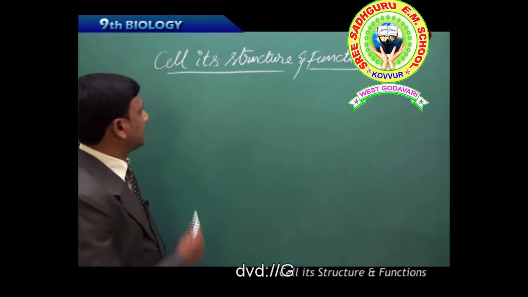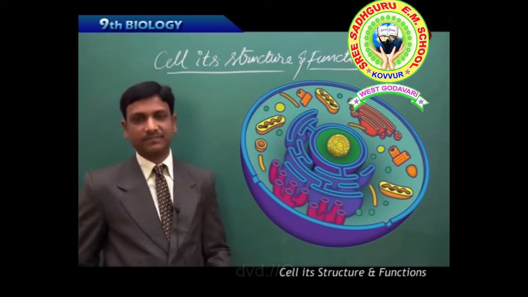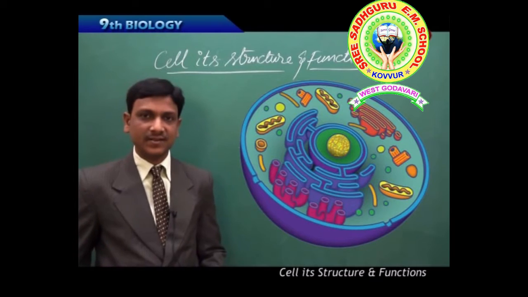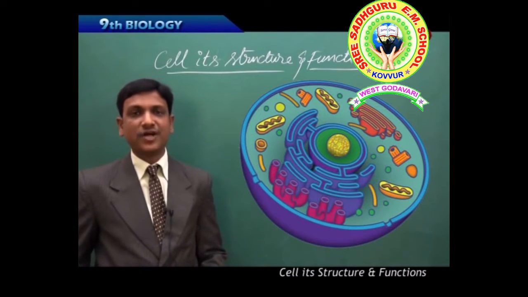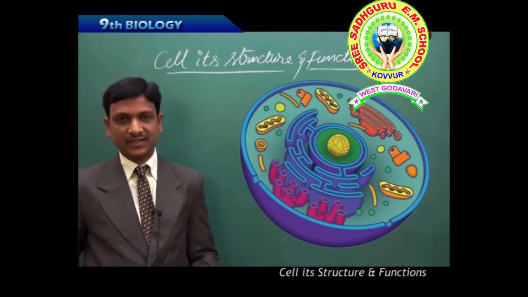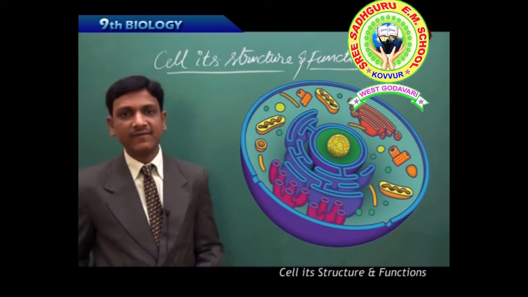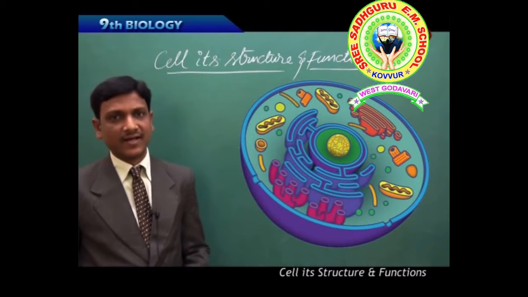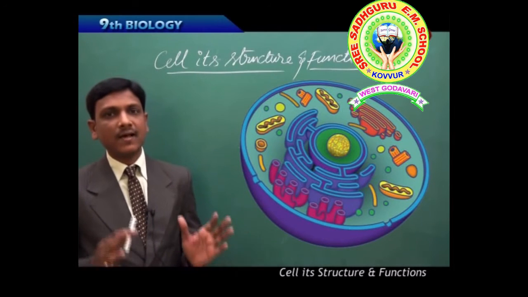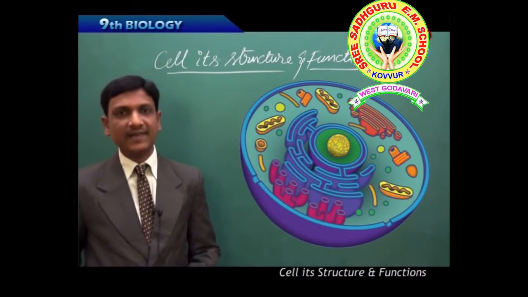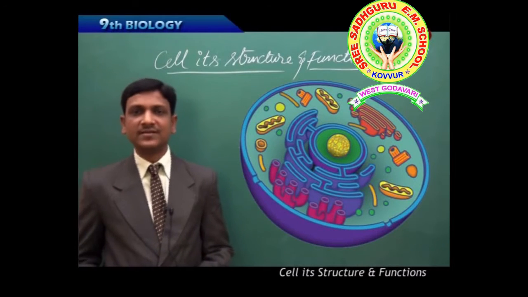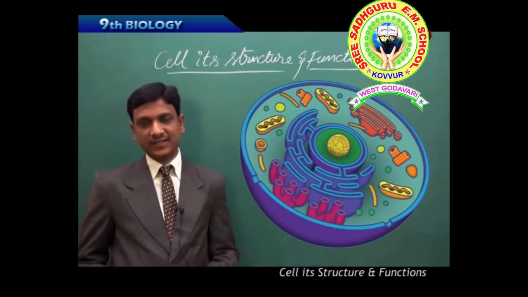Welcome to the chapter Cell, its structure and function. We all know about the cell. Cell is the basic structural and functional unit of life. We learned that every living organism is made up of cells. Just like how a wall is made out of bricks, a living organism is made up of cells. So cell is the basic unit of life.